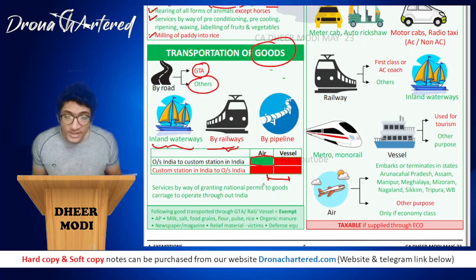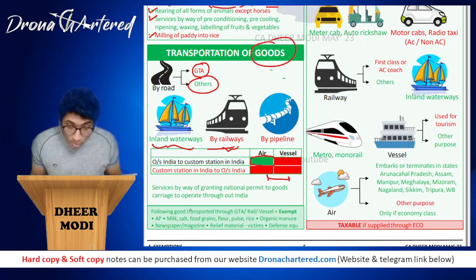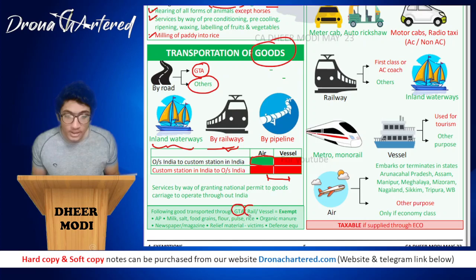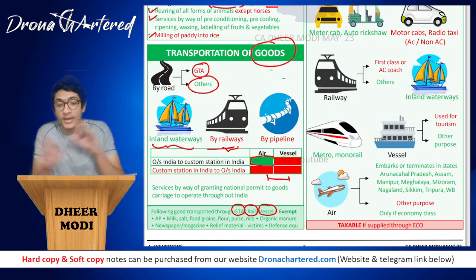Services by way of granting national permit to goods carriage to operate throughout India, that is exempt. Following goods transported through GTA, rail or vessel are exempt. What you have to remember is that air is not specified over here. That is your GTA, your rail, that is your railways, or your vessel, that is your ship. Only if transportation is done by these three will it be exempt. Otherwise, it will be taxable.